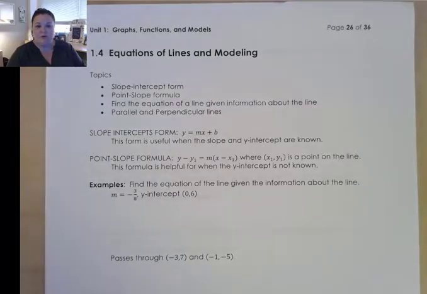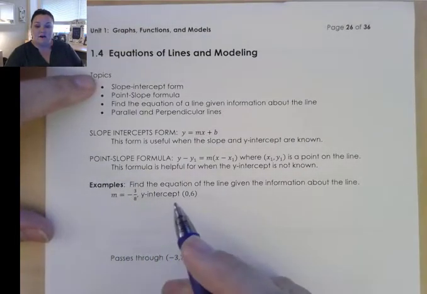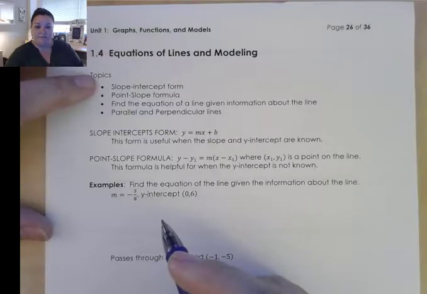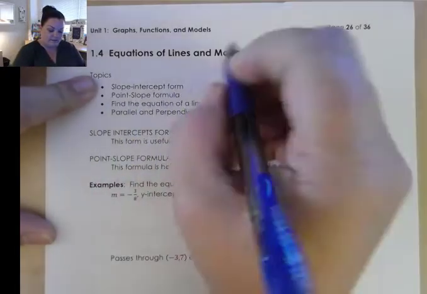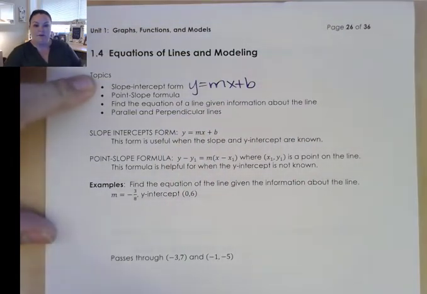This is section 1.4, which is equations of lines and modeling. And we're going to be focused on making sure we know how to identify the slope and the y-intercept when something is given to us in slope-intercept form, which is our y equals mx plus b. That's how we like it to be written, right?